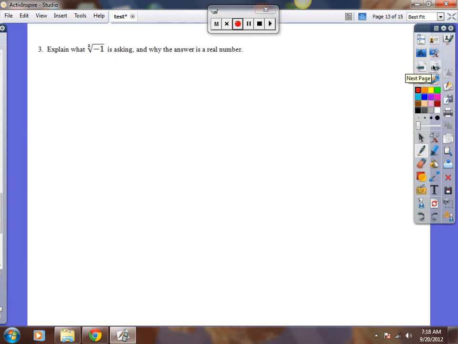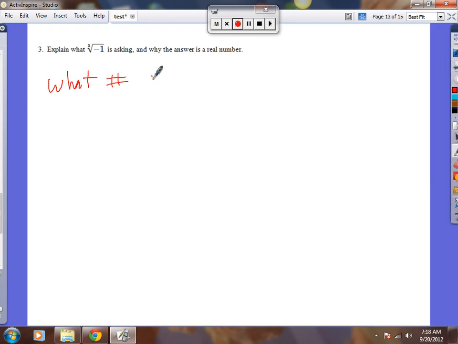Number 3. What number times itself 3 times is negative 1? That's what this is asking. What number multiplied by itself 3 times is negative 1? The answer is negative 1. Negative 1 multiplied by itself 3 times is going to give you a negative 1.